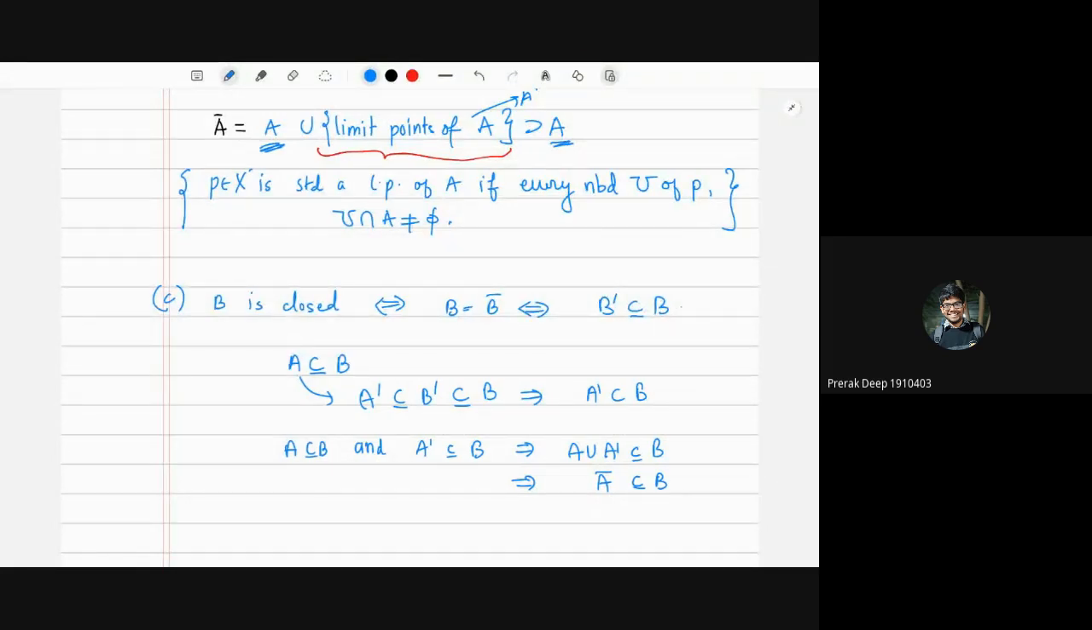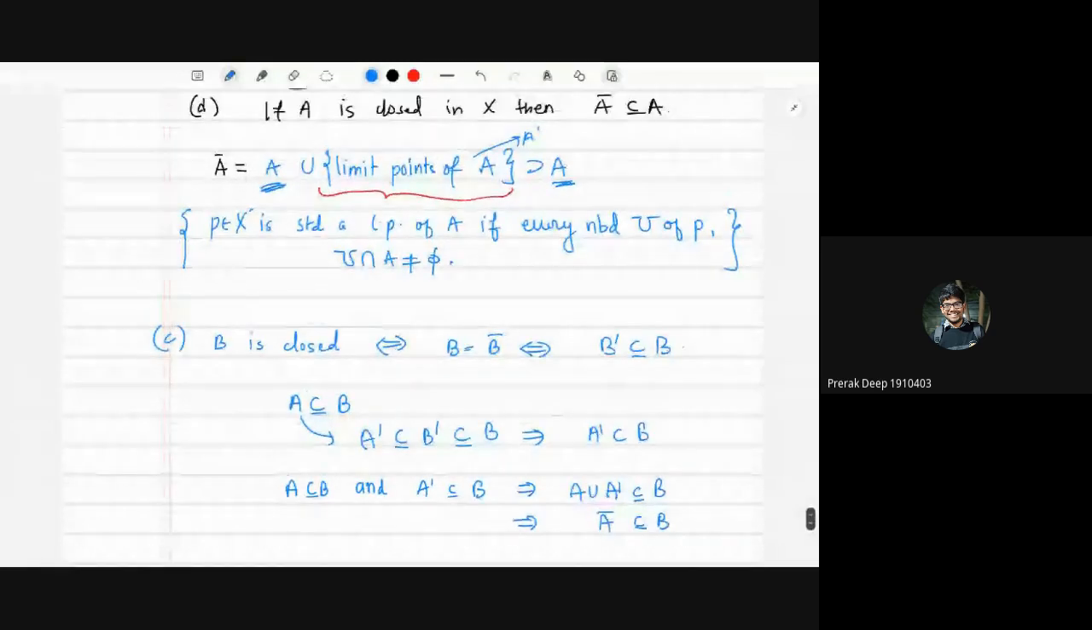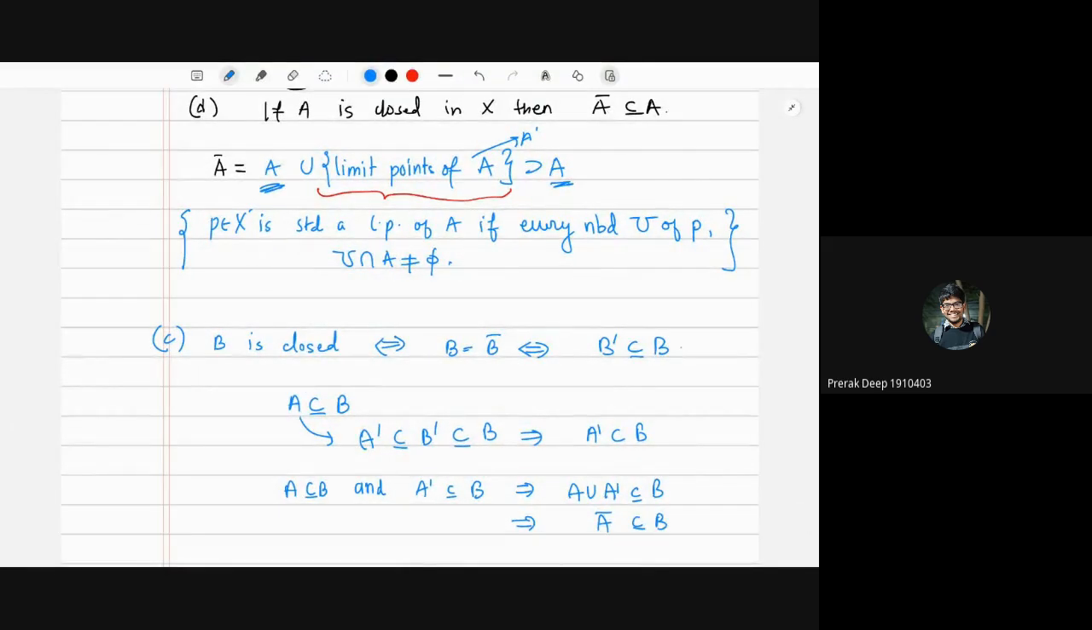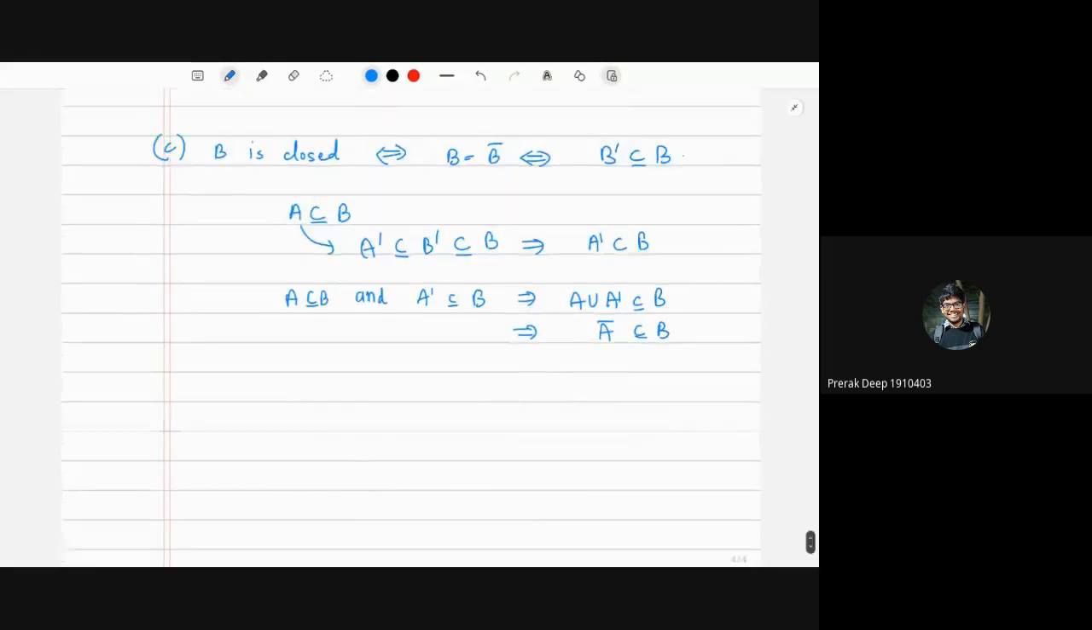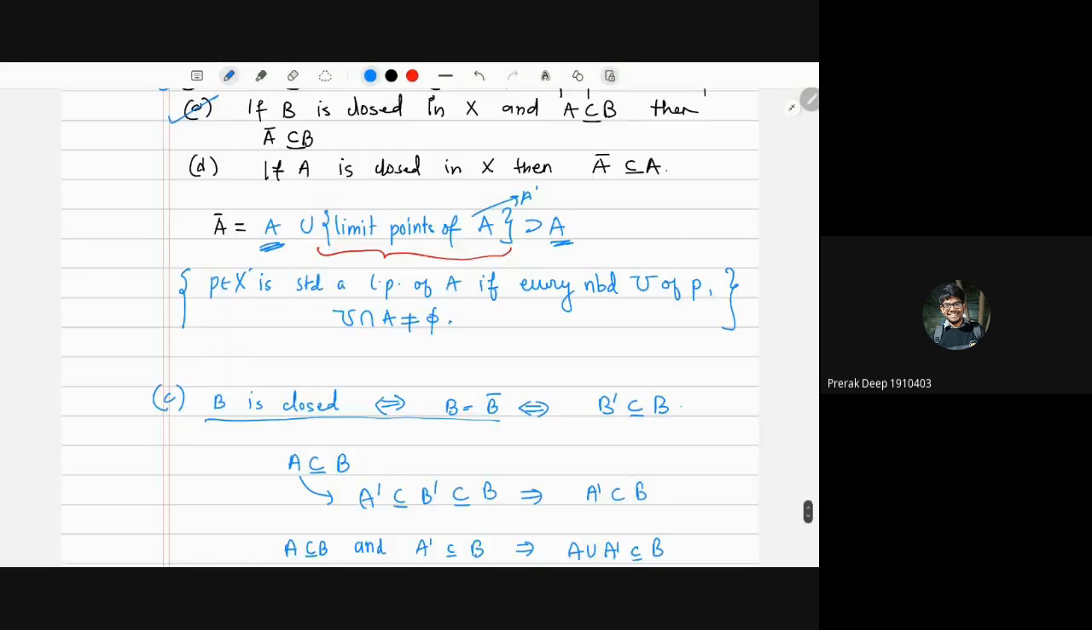And similarly, option D, which says that if A is a closed set in X, then A closure is contained in A. So I just use this equivalent definition, which says that B is closed if and only if its closure is equal to itself. Okay, and that's what option D says.